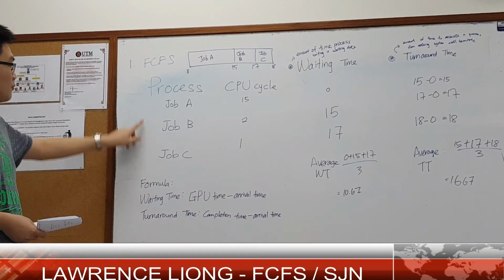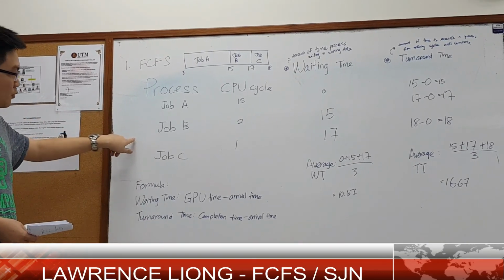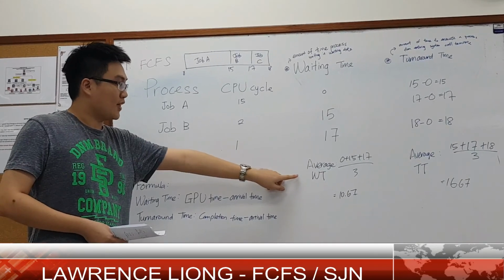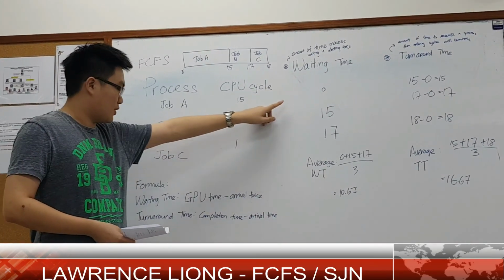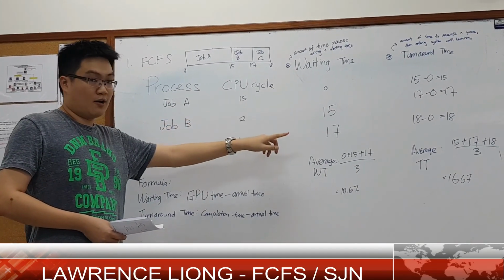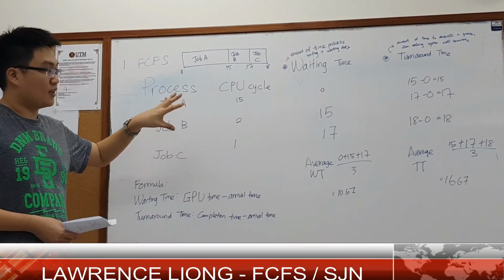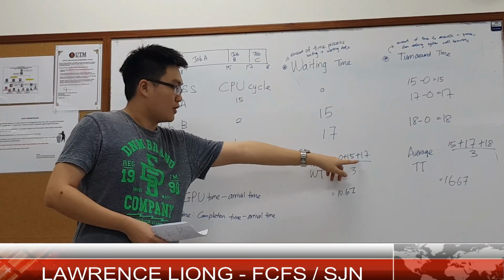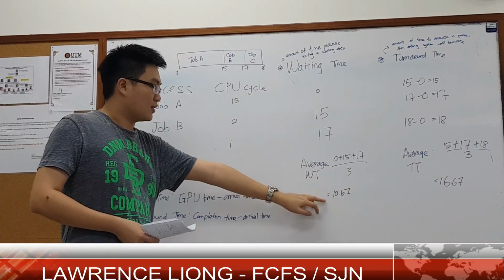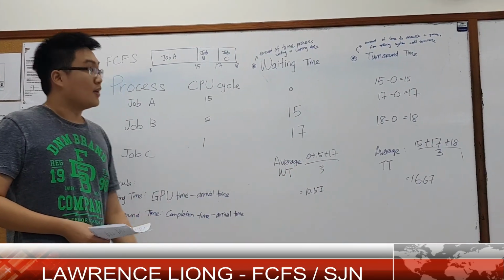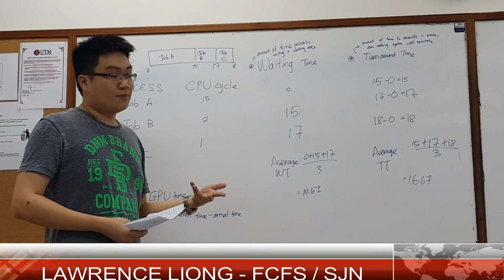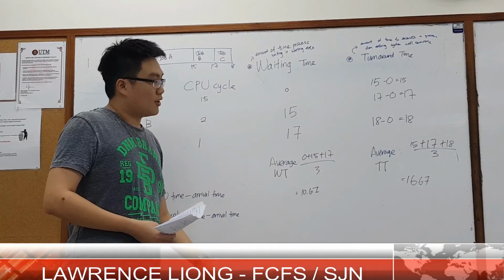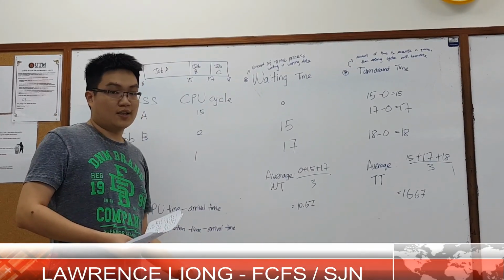Based on this example, we calculate the average waiting time, which uses the CPU time minus the arrival time. In this example, the arrival time is 0, so we get 0 plus 50 plus 70 divided by 3, and we can get the average waiting time. The turnaround time is the same: we sum the total turnaround time and divide by 3, and we can get the result.